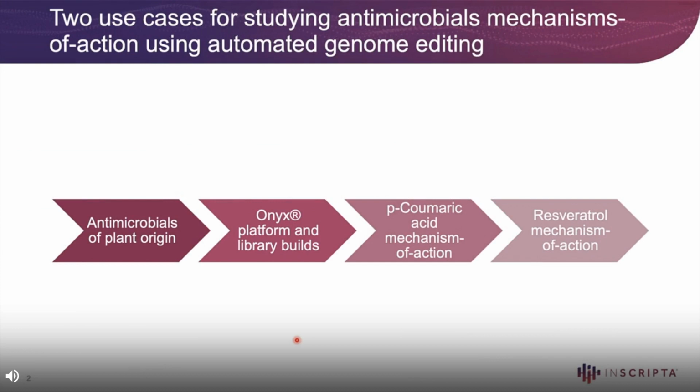Both of the small molecules that we studied in this work come from plants originally, and so I'm going to start off by giving some background on antimicrobials of plant origin. I'm then going to talk about the Onyx platform and how we actually built the genome libraries. I'm then going to talk about the work we did to study the mechanism of action of the first small molecule, p-Coumaric acid, and then I'm going to talk about the work we did to study the second small molecule, Resveratrol.